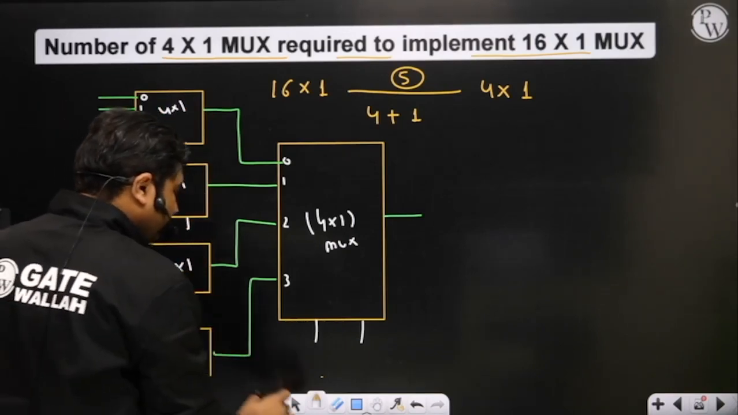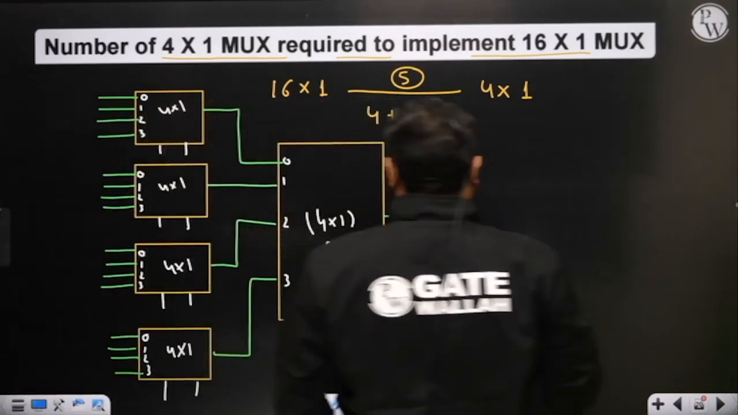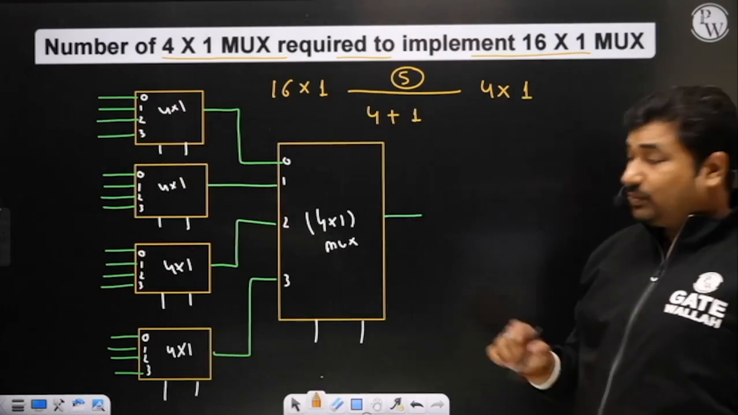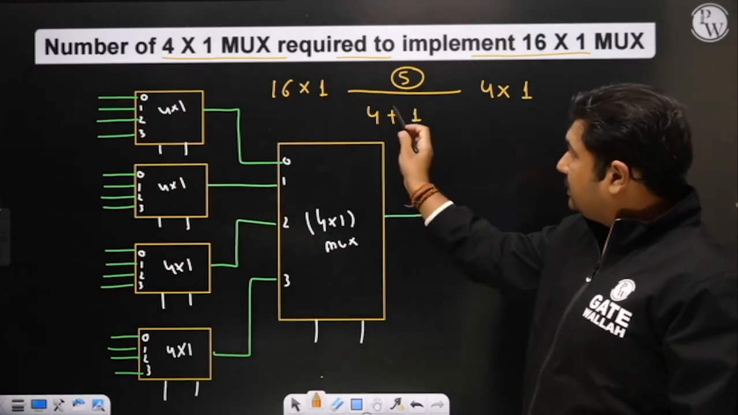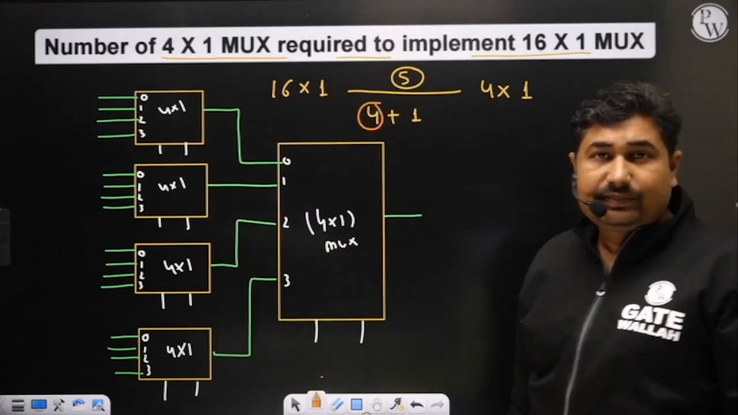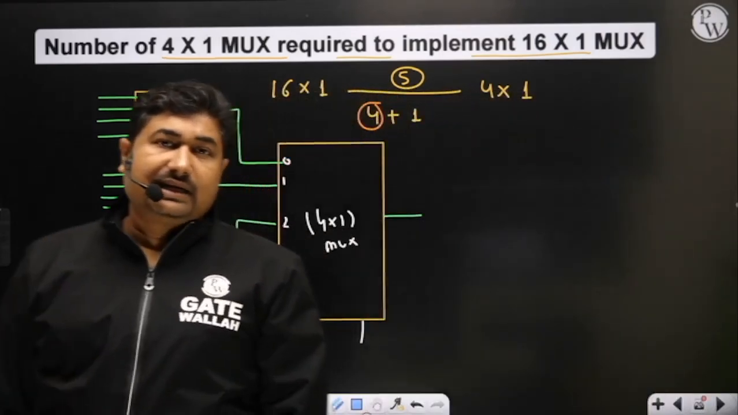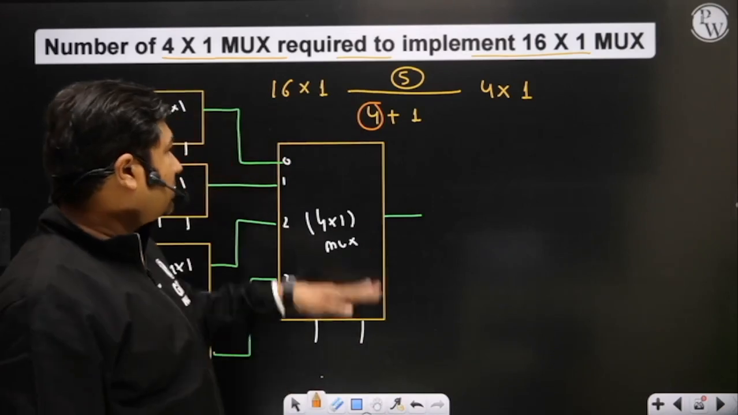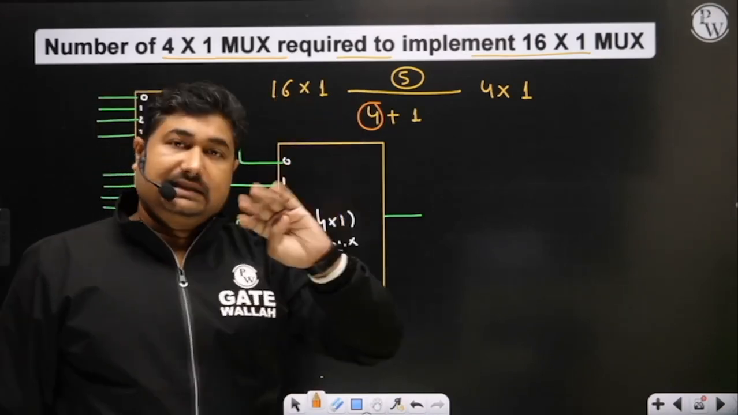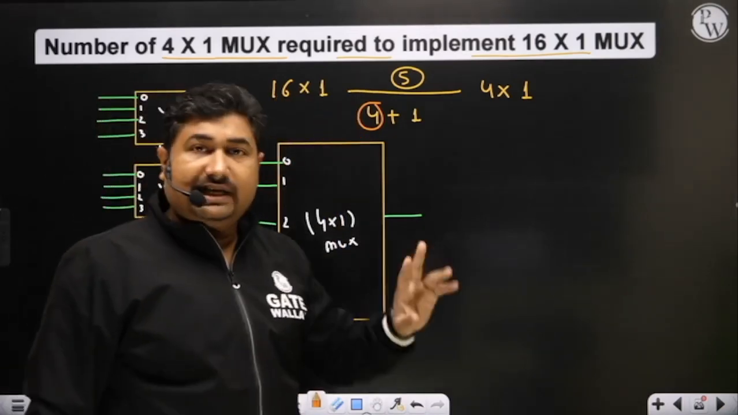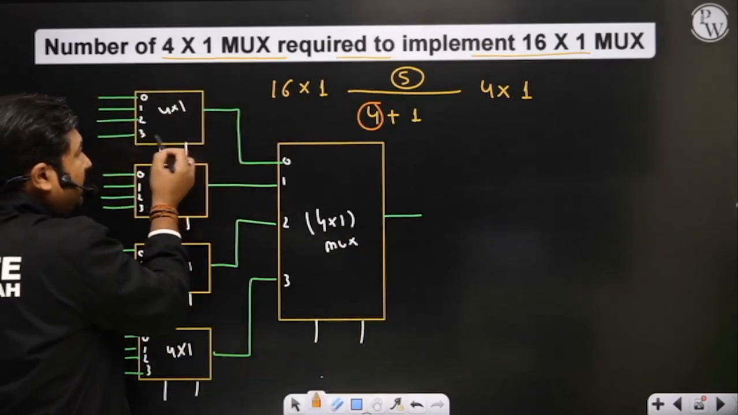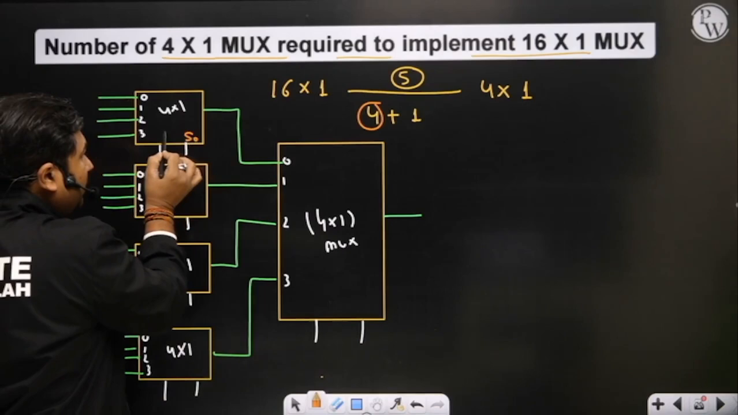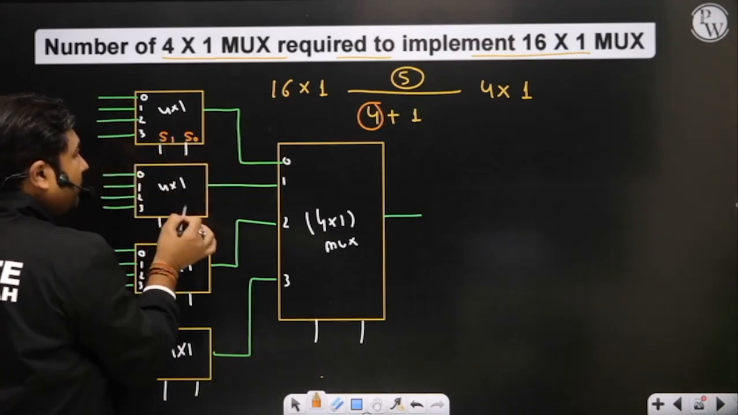4 cross 1. Now the student thinks, sir, how to put the select lines in this. Please observe. These 4 will have the same select line. So the total number of select lines is 4, since 16 cross 1 will have 4 select lines. These 4 will have the same select lines, but the same select lines should be represented LSB, MSB. That you have to keep in your mind. That is S0, S1.